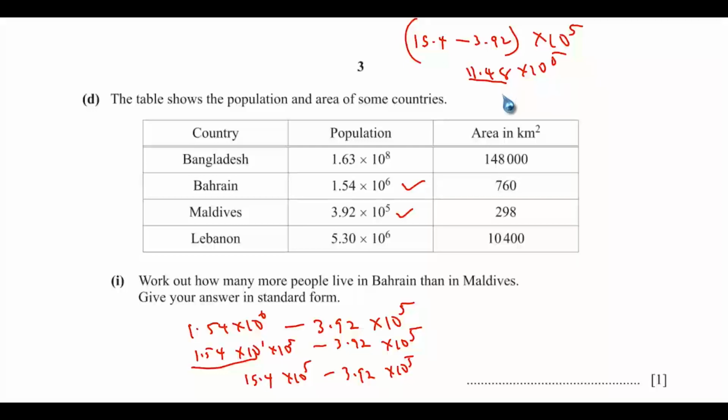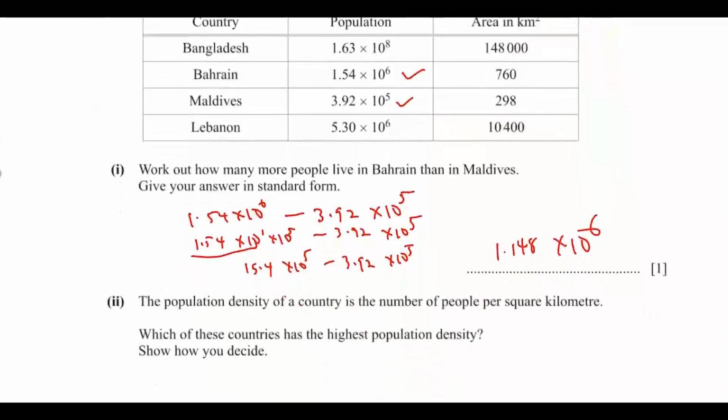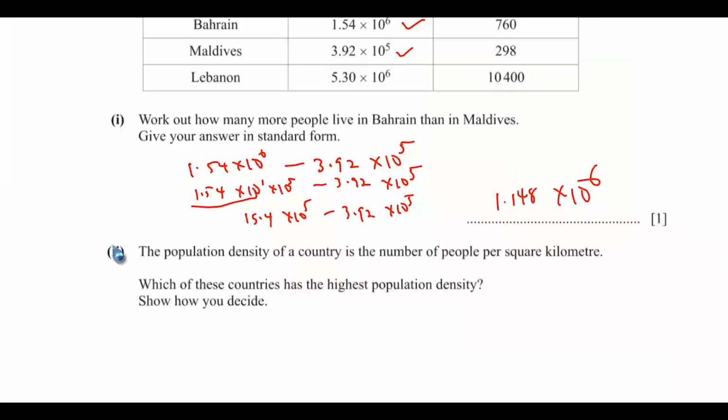So we need to write 11.48 in standard form. That will be 1.148 times 10 to the power of 1 times 10 to the power of 5. If you combine these together, it will be 10 to the power of 6 according to multiplication of indices. So our final answer will be 1.148 times 10 to the power of 6. So Roman figure 2, the population density of a country is the number of people per square kilometer.